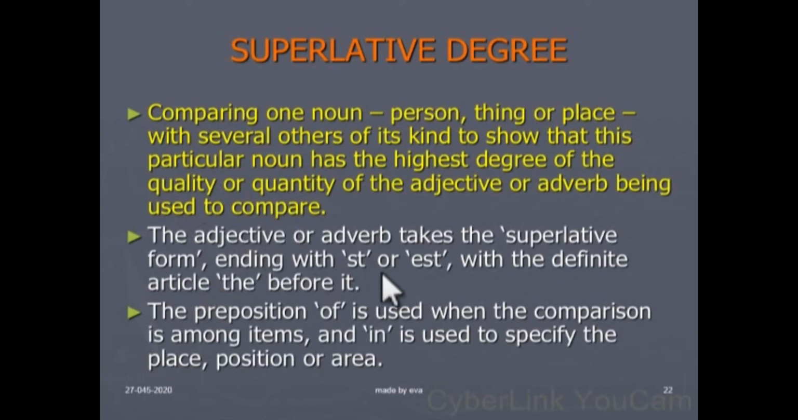The adjective or adverb takes the superlative form ending with st or est with the definite article the before it. The preposition of is used when the comparison is among items, and in is used to specify the place, position or area.